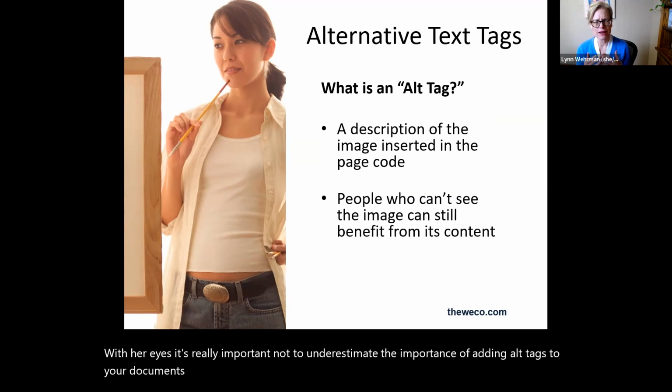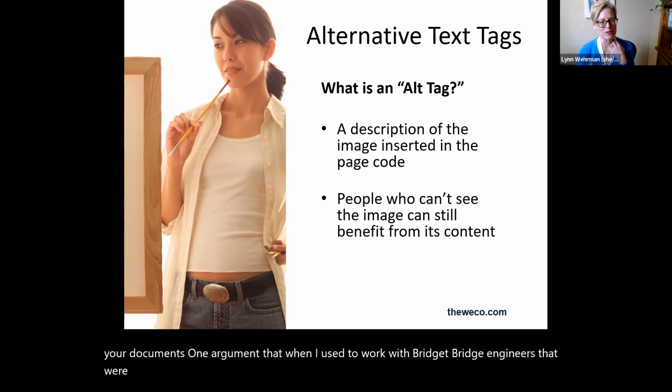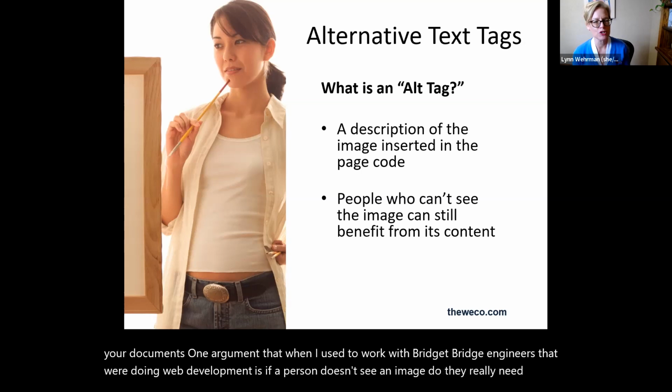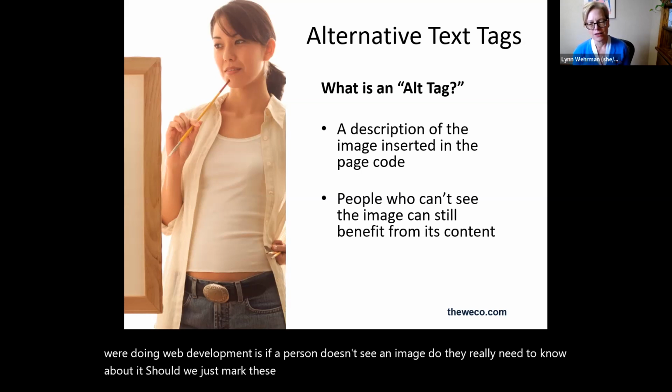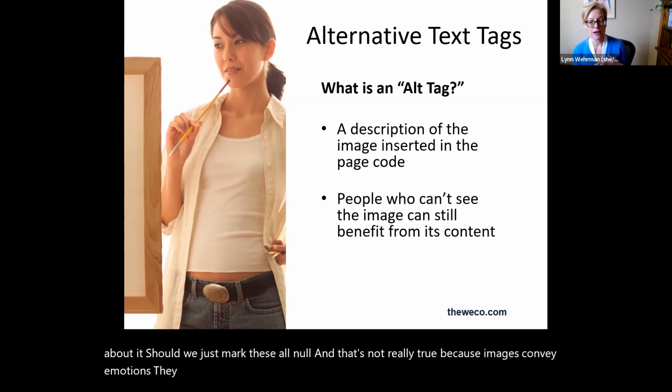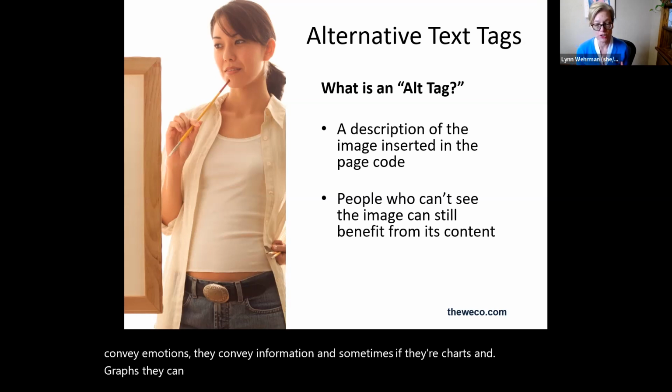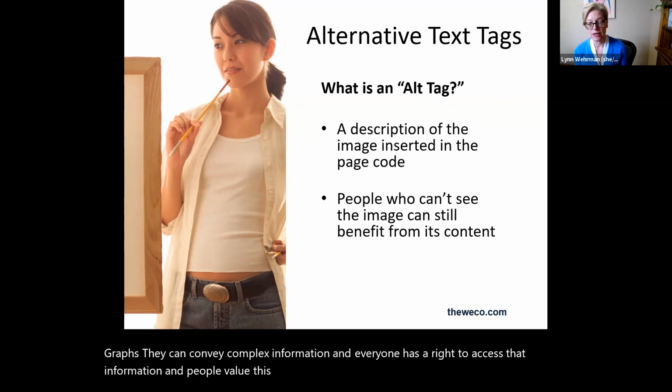One argument that I heard when I used to work with bridge engineers that were doing web development is, if a person doesn't see an image, do they really need to know about it? Should we just mark these all null? And that's not really true, because images convey emotions, they convey information, and sometimes if they're charts and graphs, they can convey complex information. And everyone has a right to access that information. And people value this information, even if they cannot see it or cannot see it clearly.